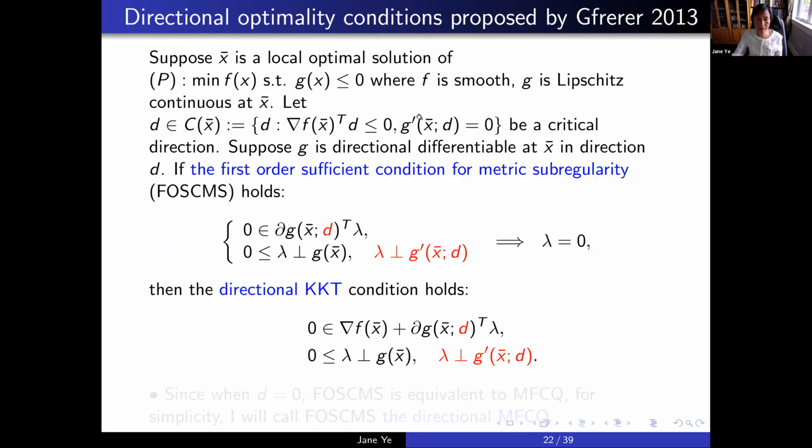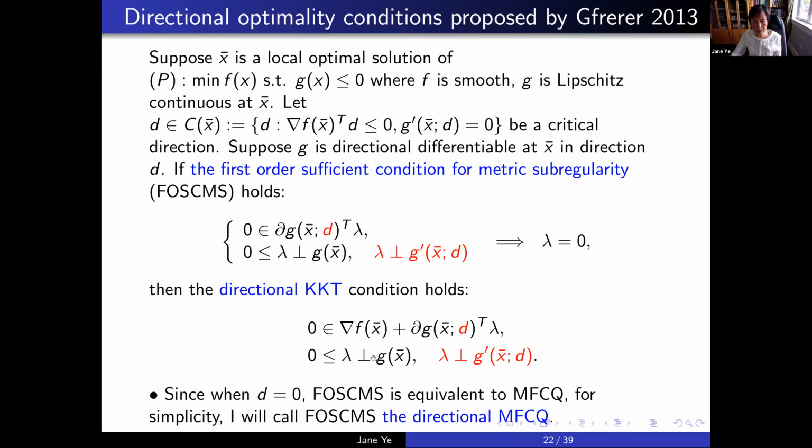Okay, so this is a directional optimality condition proposed by Ye. The only difference is that the limiting subdifferential is replaced by the directional one, the smaller one, and also you have a complementary slackness condition in terms of the directional derivative. Okay, so then this is weaker. The constraint qualification is weaker and is some kind of directional version of MFCQ.